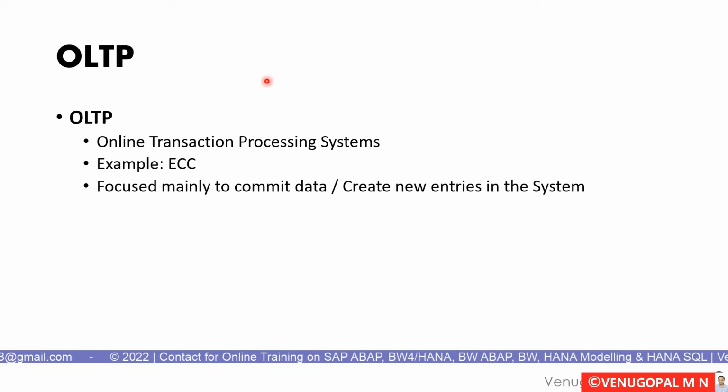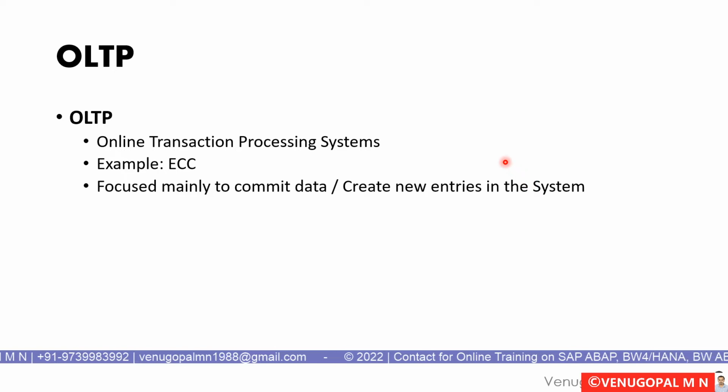OLTP is nothing but Online Transactional Processing system, for example SAP ECC. It focuses mainly on committing data or creating new entries in the system. Take an example of the Amazon website, live all over the world. If Amazon uses SAP ECC as its backend system, whatever new orders you create, or when a new customer signs up and a new account is generated, obviously that has to go and sit in their backend system.